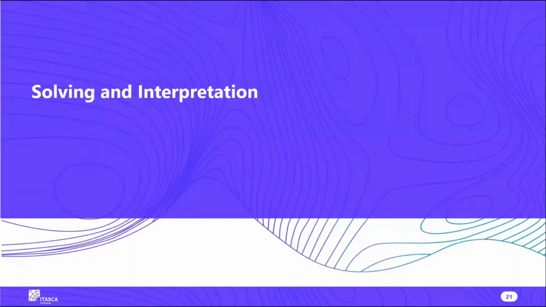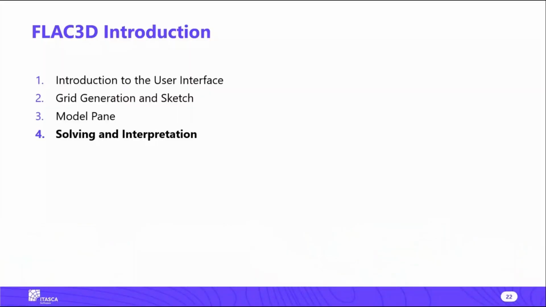Welcome to the fourth and final section of the Introduction to FLAC3D training. So we've done so far using the user interface, some basics of grid generation, and some more details about using the sketch tool, how to use the model pane. And now we get to the real meat and potatoes here, which is how to actually solve the model and do the interpretation.